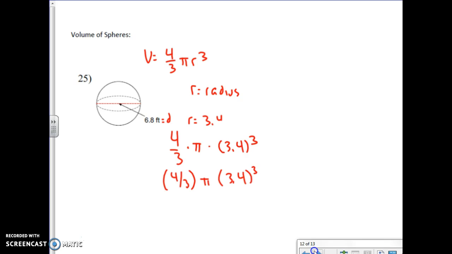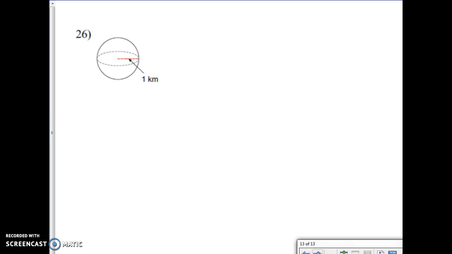So in this case, I'm just going to figure out, hey, what's 4/3 times pi times 3.4 cubed? And I'm just going to do it all once. So I have 4 divided by 3 times pi times 3.4 to the third. And I got 164.63 feet cubed.